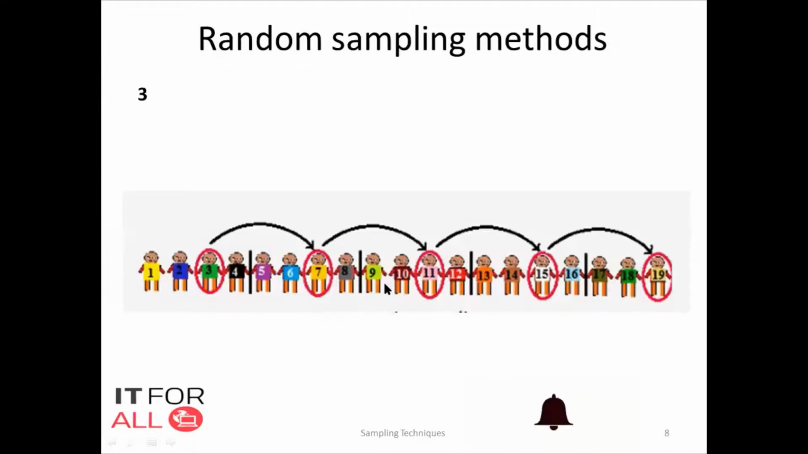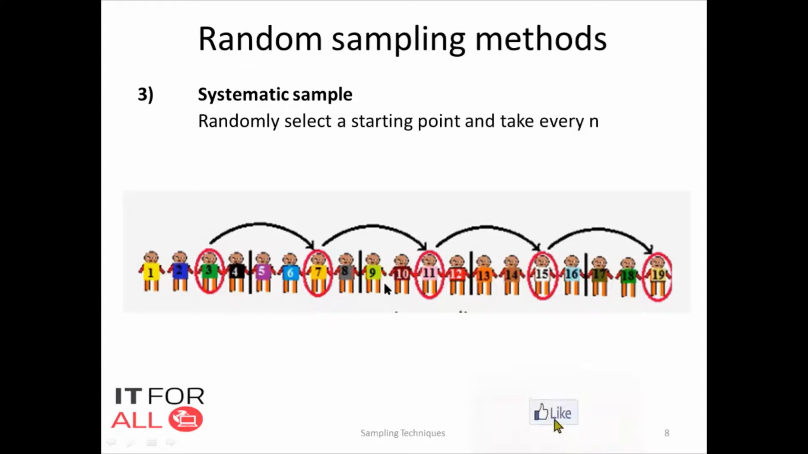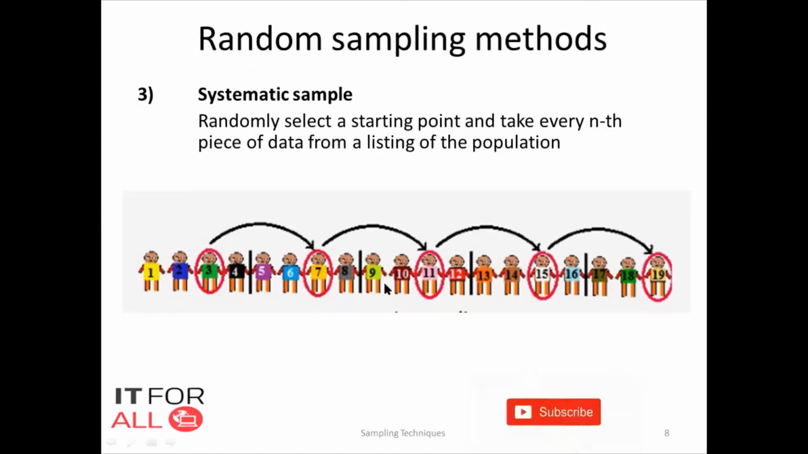Random sampling methods, third one is systematic sampling. In systematic sampling, we randomly select a starting point and take every nth piece of data from a listing of the population. That means the first item we select randomly, then after that, following a criterion, we select the next ones at a specific order, a specific jump, a specific gap, the nth piece of data from the listing of the population.